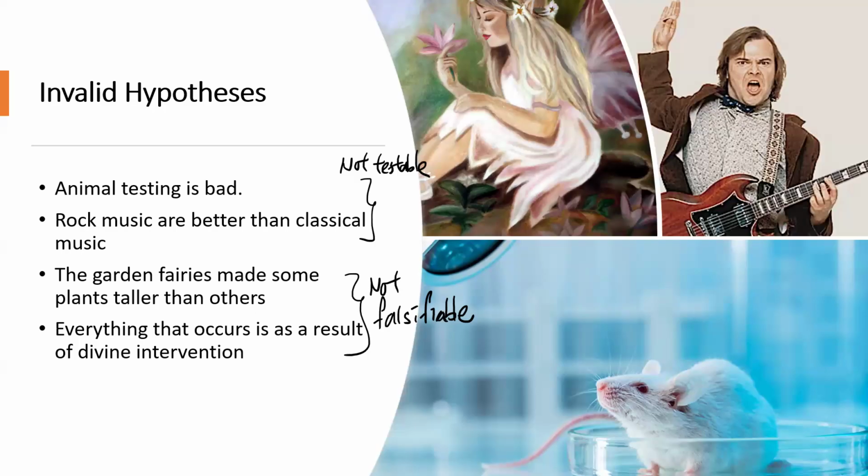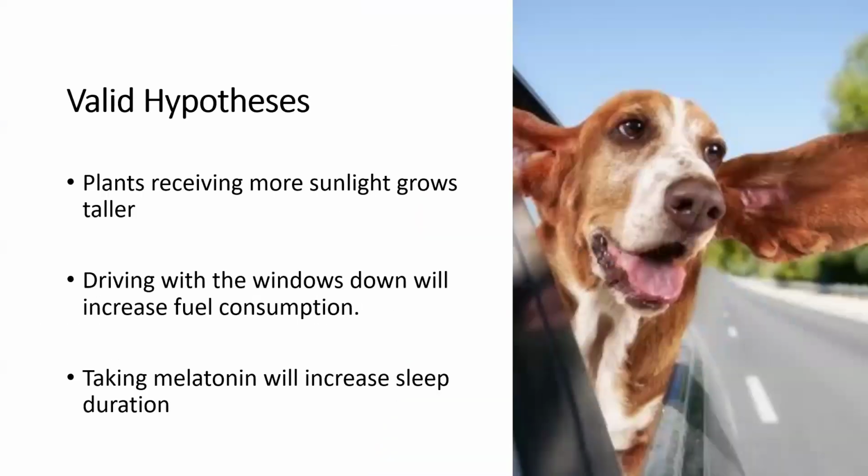All right, let's look at some good ones. All right, some good hypotheses. This is related to the scenario I was trying to explain to you. Plants receiving more sunlight grow taller. I think we can test that. We can put some plants in light, some without so much light, and then compare the result. And we could be wrong. Maybe it's not the sunlight, maybe it's something else.